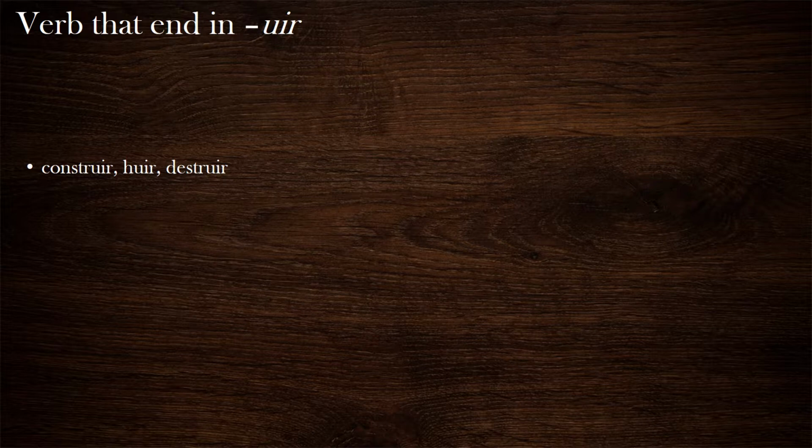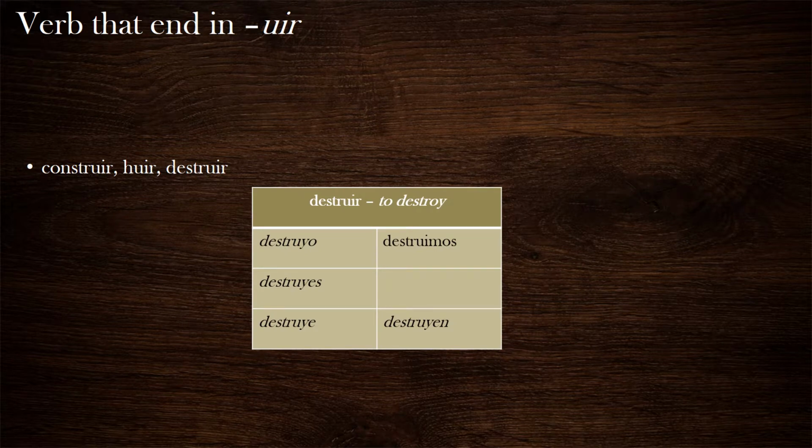Verbs that end in uir. And it's not G-U-I-R. That's different. It's just U-I-R and it's pronounced uir. Like construir, huir, destruir. These all get a Y in every form except nosotros. Destruyo, destruyes, destruye, destruimos, destruyen.